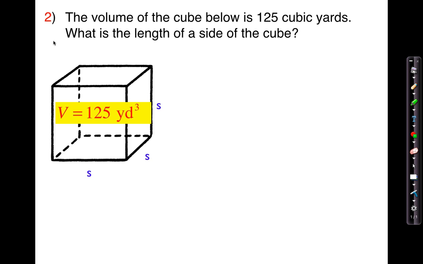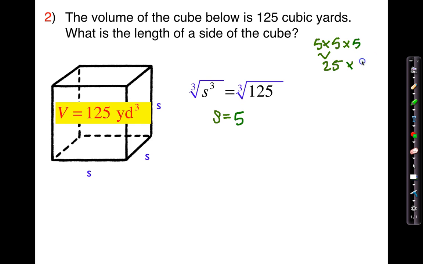So here, in order to find the volume of this cube, you're going to find the area of the base, which is a square, so S times S, times the height, which is S. So if S cubed equals 125, you're going to have to take the cube root of both sides. And here, the cube root of S cubed is just S. And the cube root of 125 is going to be 5. And let me just prove it to you real quick. 5 times 5 times 5. Here, 5 times 5 is 25, times yet another 5 will equal 125.